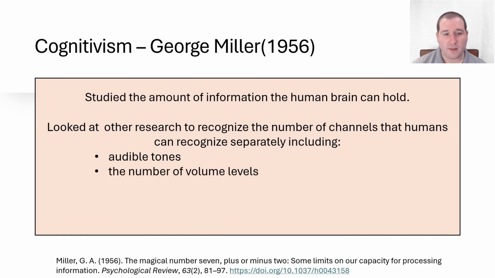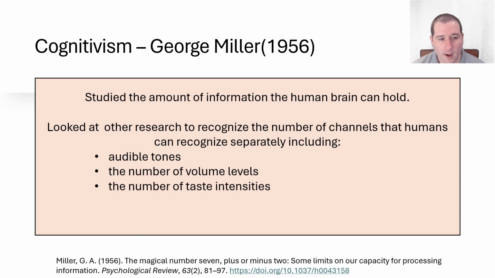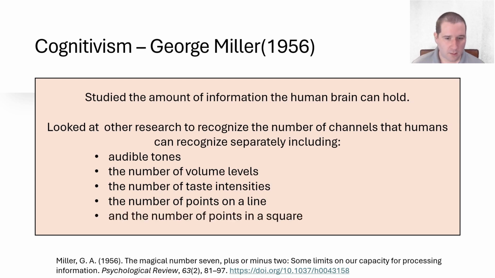He looked at the number of volume levels. Can you tell which volume is which? How loud something is. Taste intensities. So he gave them different tasting products. Can you keep track of which taste is which? The number of points on the line. Okay, they're approximating linear distance. How far along is this point? And also the number of points in a square. Now we're looking both ways, kind of an area.